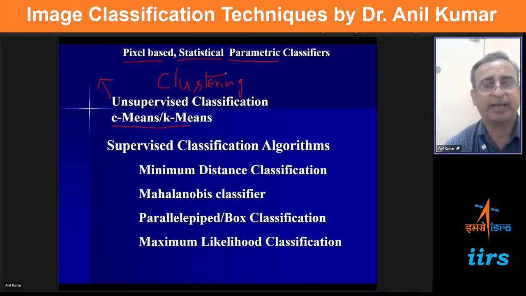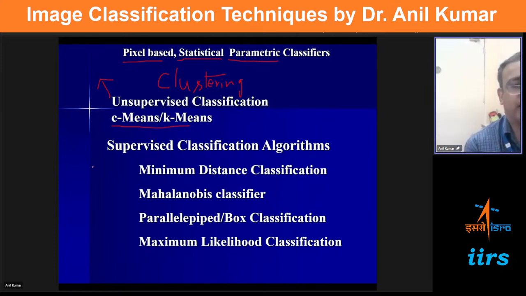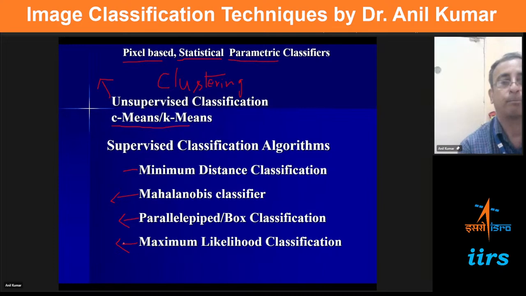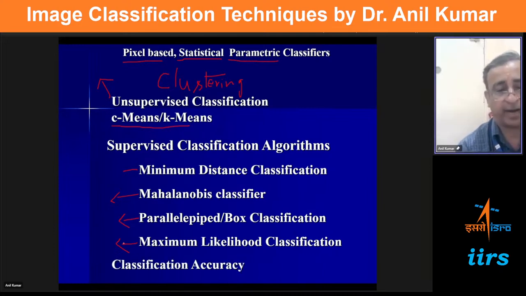Second, if you talk about supervised classification, here in the conventional approach there are 4 algorithms. One is minimum distance classification. Second is Mahalanobis classifier. Third is parallelepiped or box classifier. And fourth is maximum likelihood classifier. Then on Friday, in the next lecture, I will talk about classification accuracy.